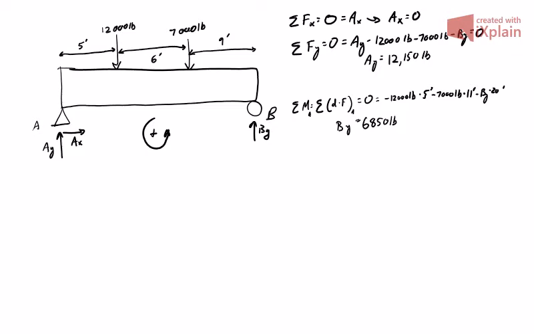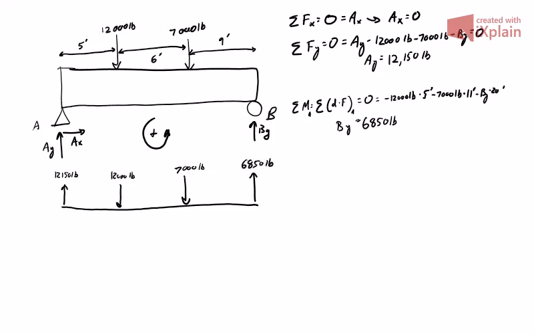So the way I like to do this is I'm going to redraw our beam just as a flat line, and I'm going to add all my forces. So I have my upwards 12,150 pounds. Then 5 feet away, I have my downwards 12,000 pounds. Then again, I have my downward 7,000 pounds.